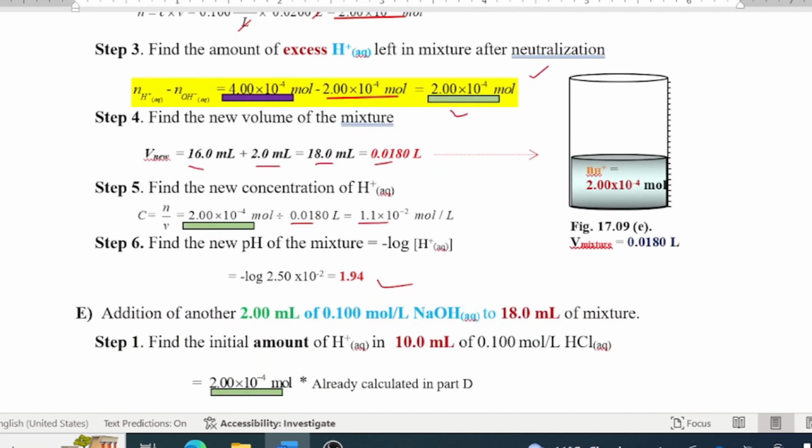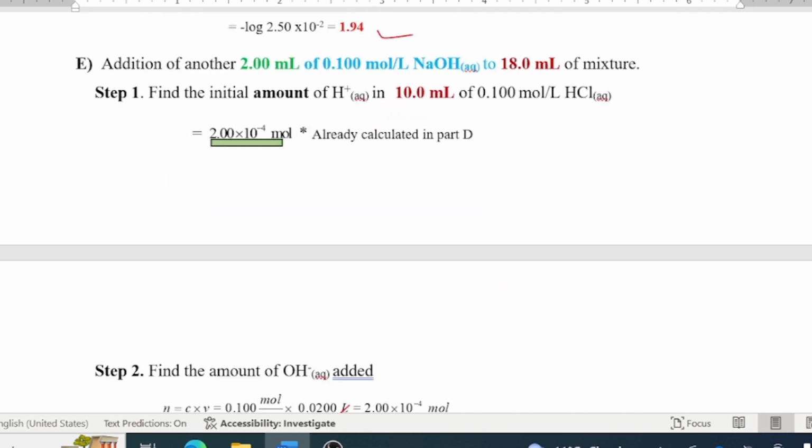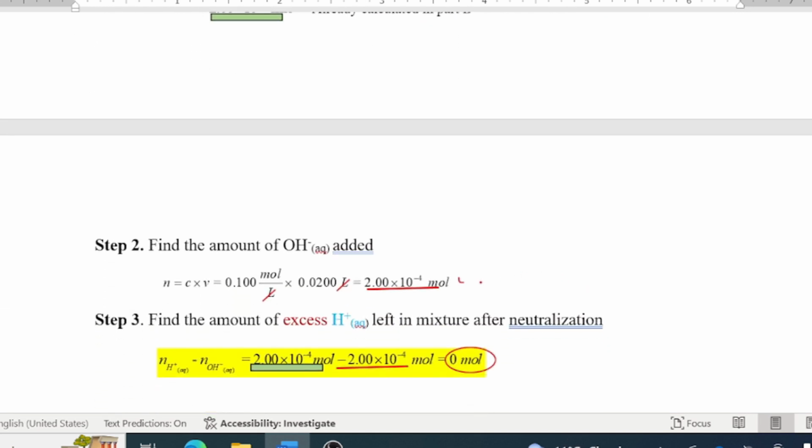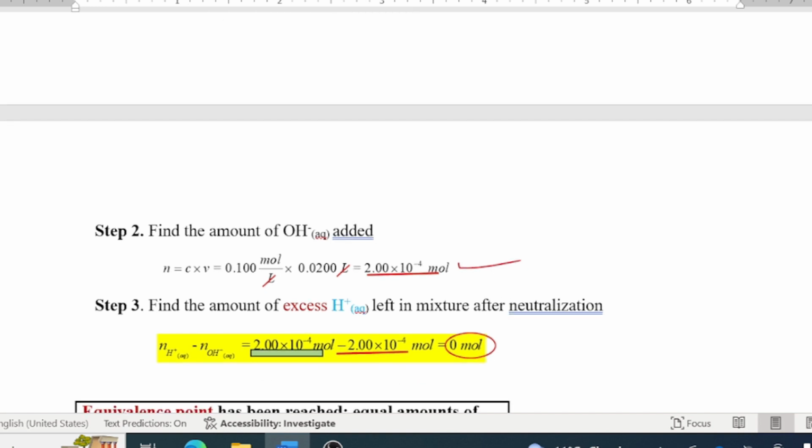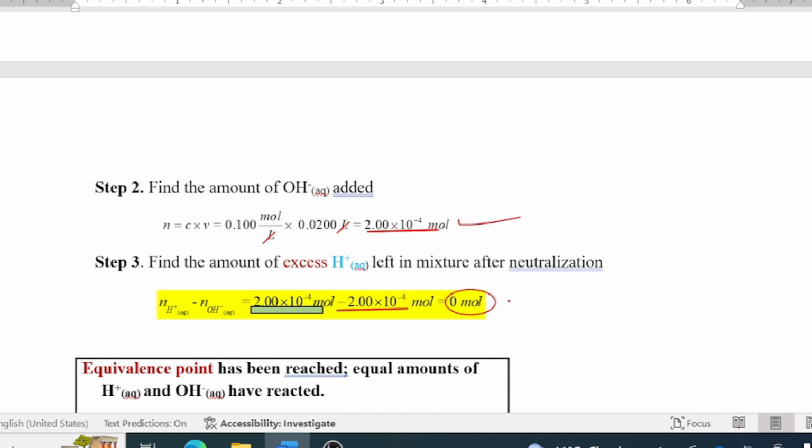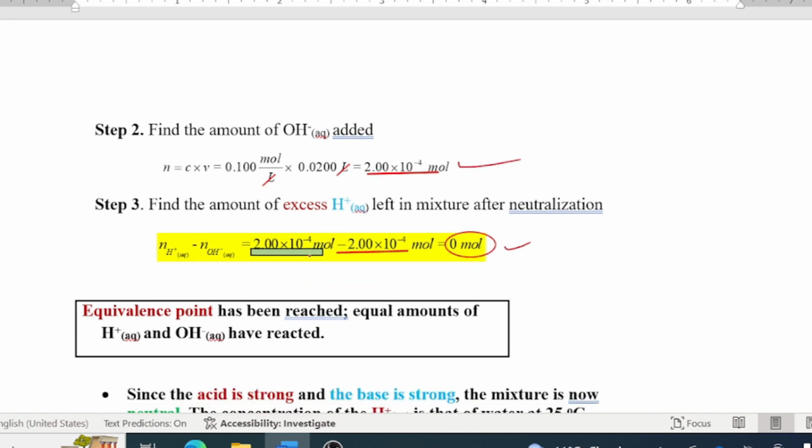Again, the same amount of OH is being added, that amount there, and you're going to subtract that from the amount that you had before. You end up with 0 mole. In this case now, there's no excess mole of hydrogen. At this point, all the excess hydrogen ions have been neutralized by OH ions, so there are no excess remaining hydrogen ions. The only source of hydrogen ions is from the auto-ionization of water.